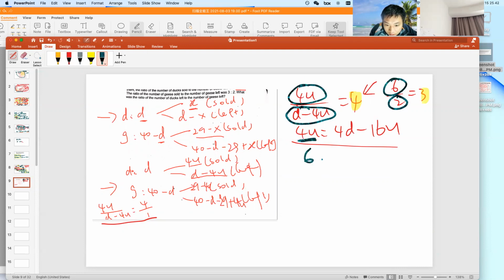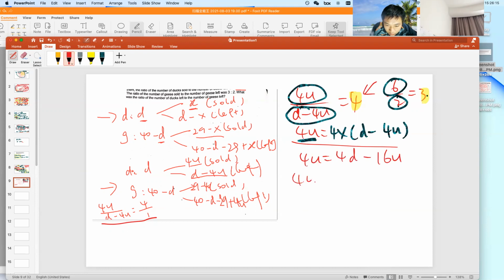And then 6 is equal to what? 6 is equal to 3 times 2. So 4U similarly, okay, I already jumped a step. Let me not jump a step. So 4U is equal to 4 times the D minus 4U. Okay, so therefore, let me continue.